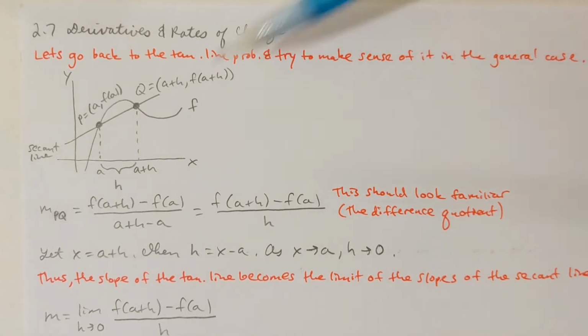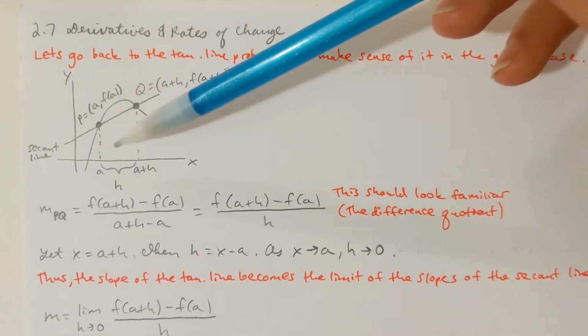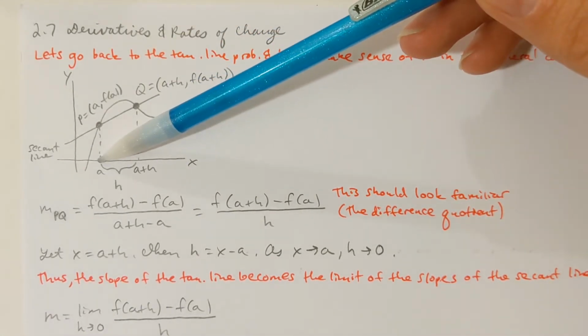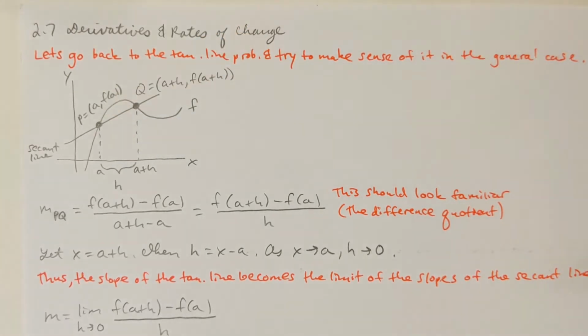Okay, some function f of x, and you have a point on the curve, which we'll call point P. Now in the tangent line problem, point P had coordinates (1, 1). All right, suppose point P is located anywhere here. I'll call this value a, and then f of a would give me the y coordinate there for point P. And suppose that I want to find the slope of the tangent line at point P.